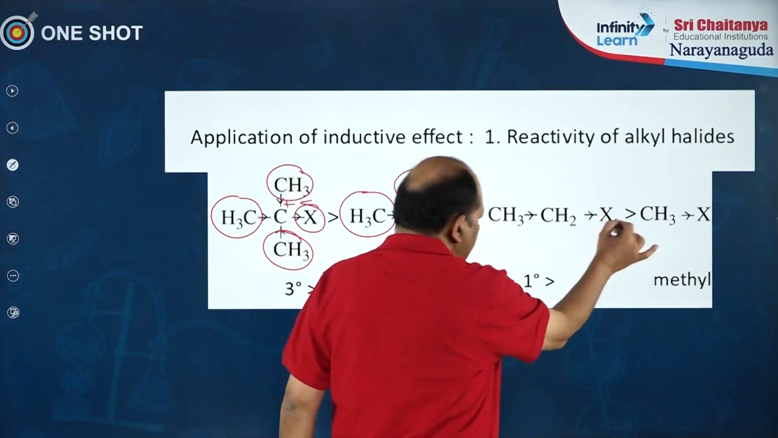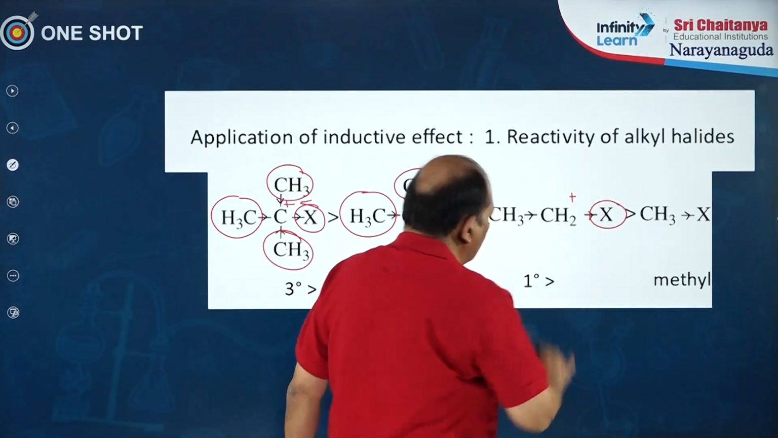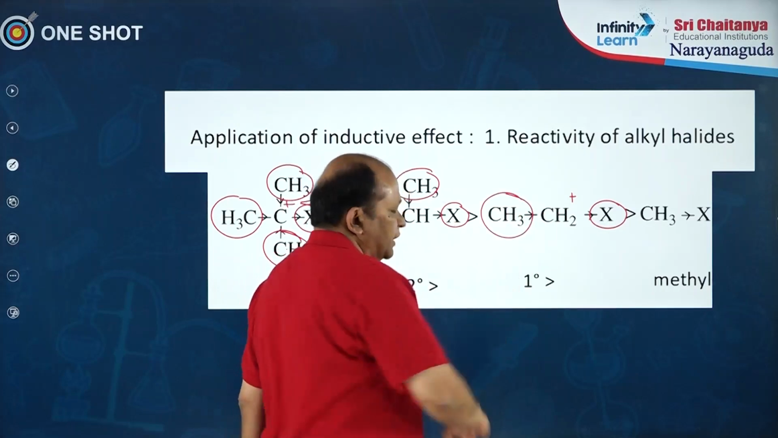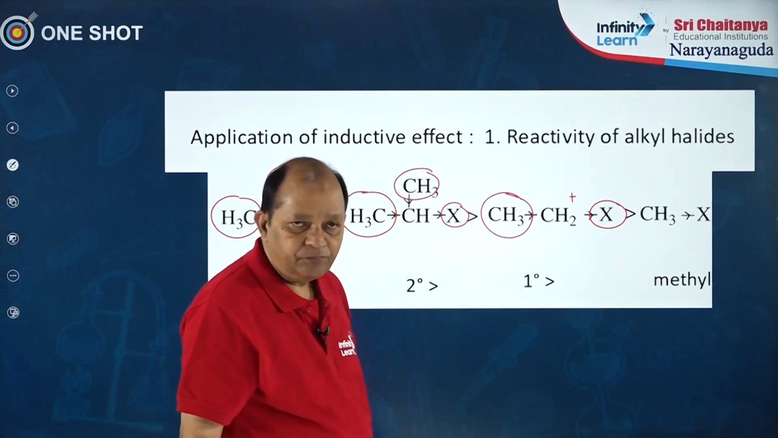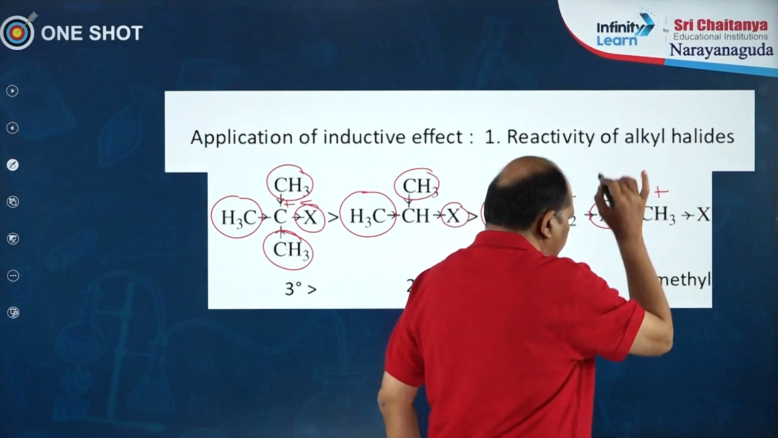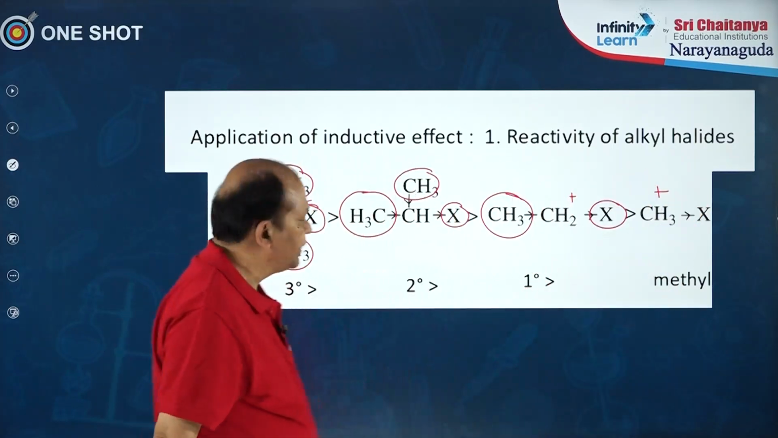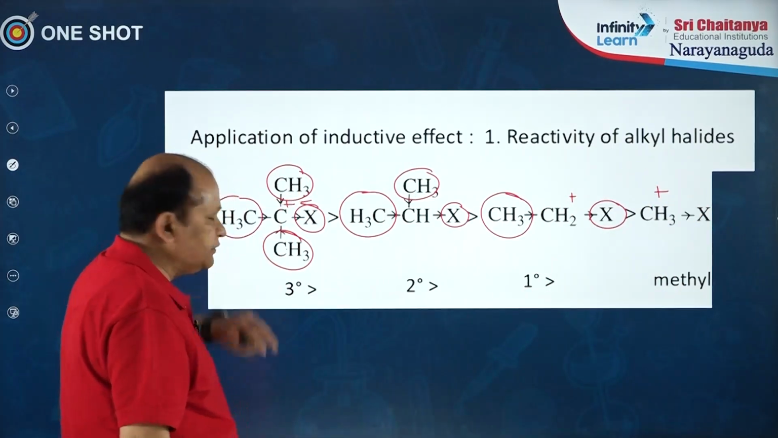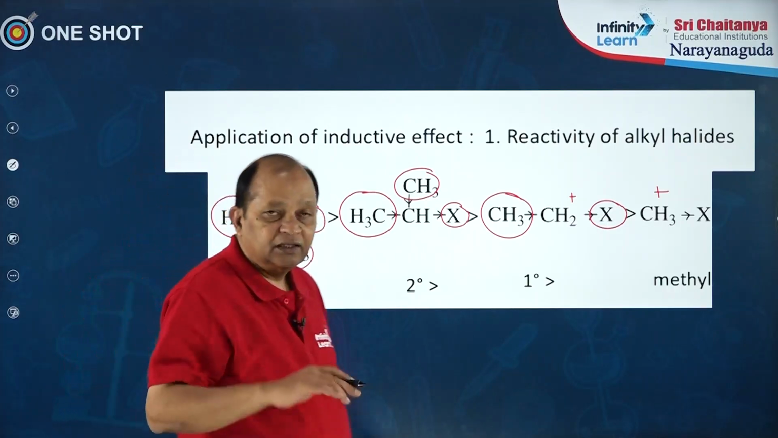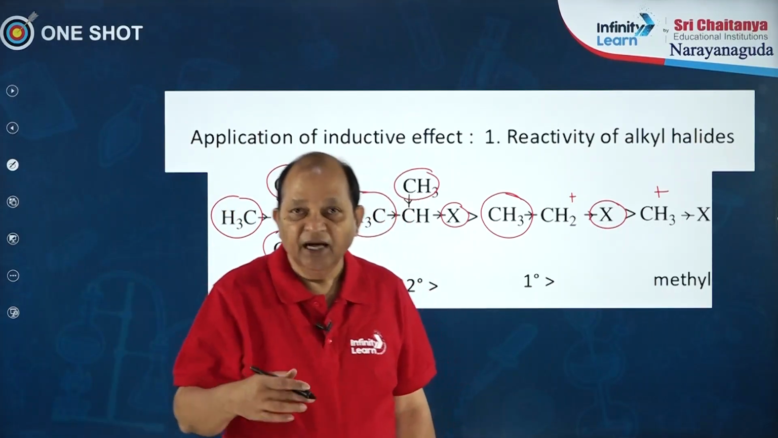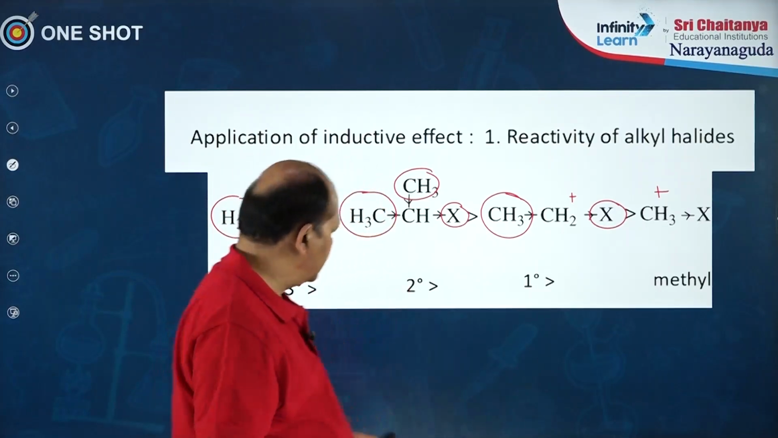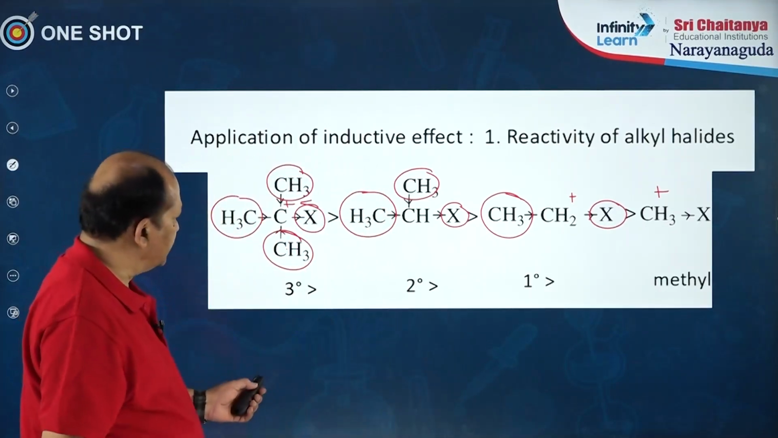Coming to ethyl halide, when a carbocation is generated, it is stabilized by the plus I effect of only 1 methyl group, and in the methyl carbocation there is nothing stabilizing it. Dear students, not only the plus I effect of these methyl groups, but also hyperconjugation stabilizes the carbocation, which you will learn after some time. So, this is one of the applications.